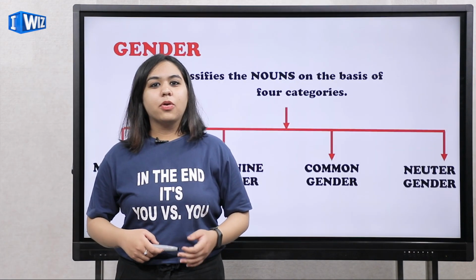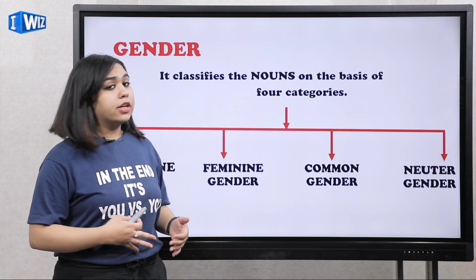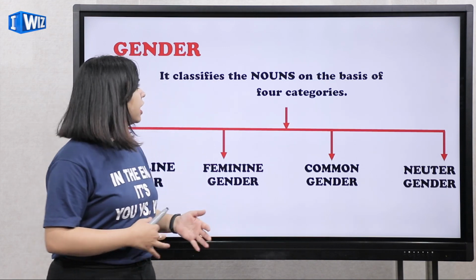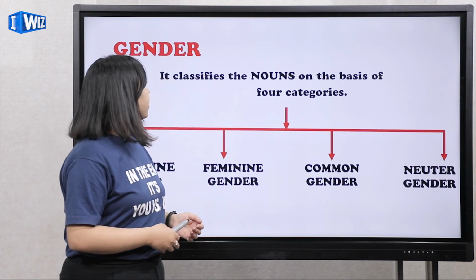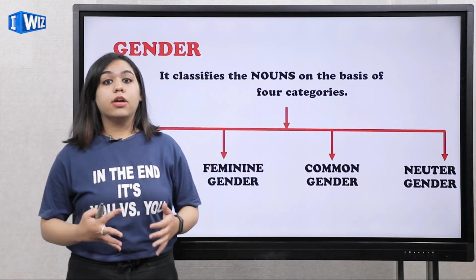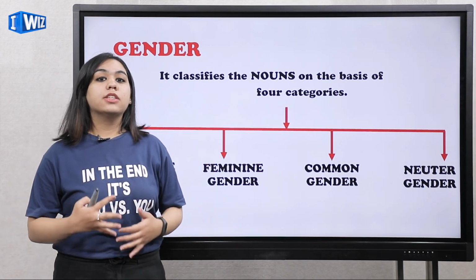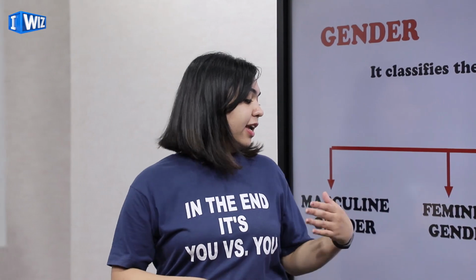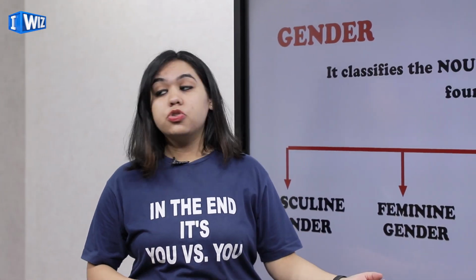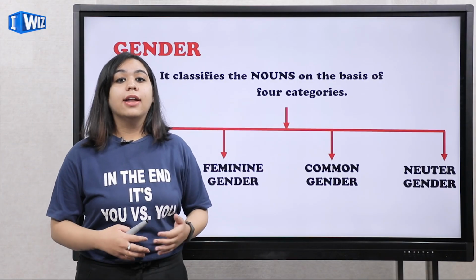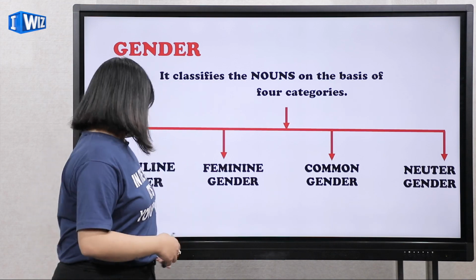So now we are going to start with our next topic, that is gender. Okay, we've discussed numbers, now we will be moving on to gender. When we talk about gender, it is basically classified into four categories, namely masculine gender, feminine gender, common gender and neuter gender. Yes, you're right.